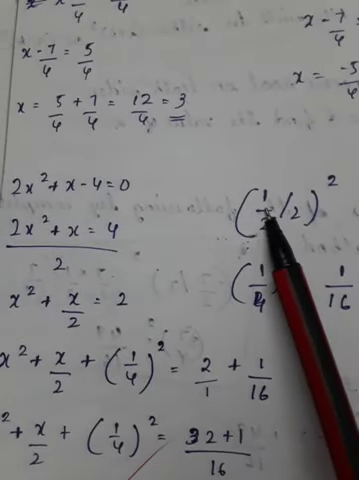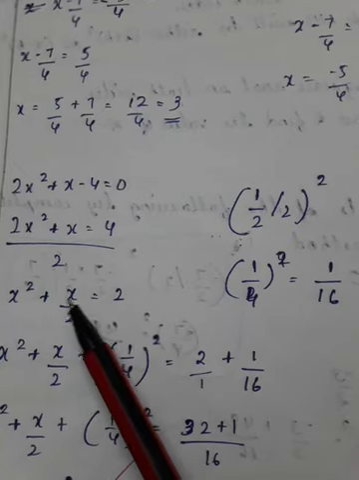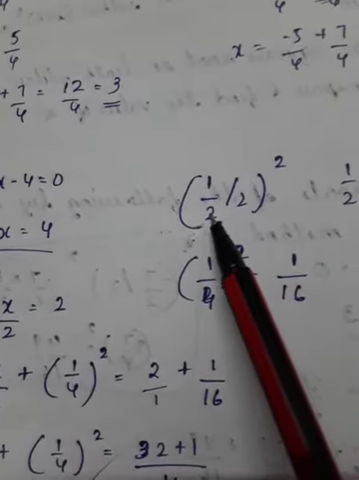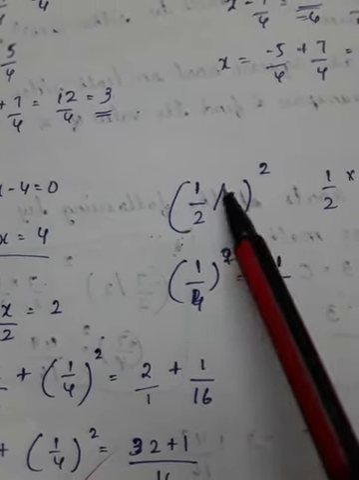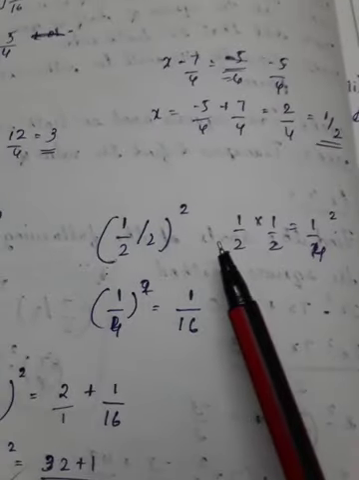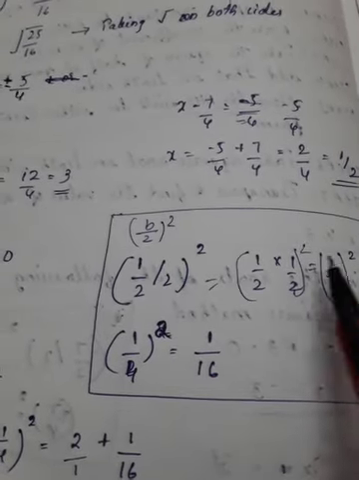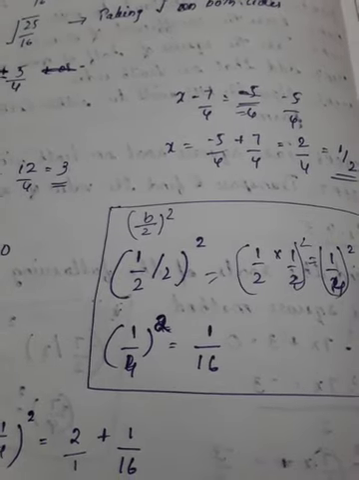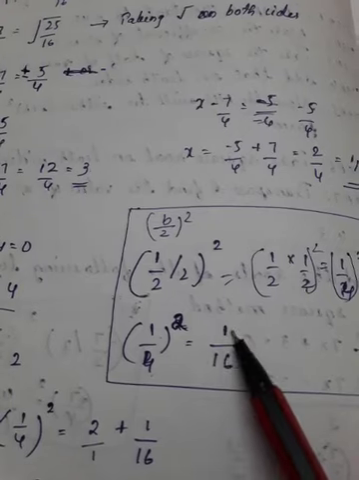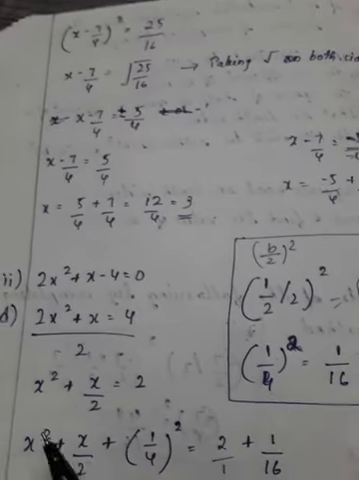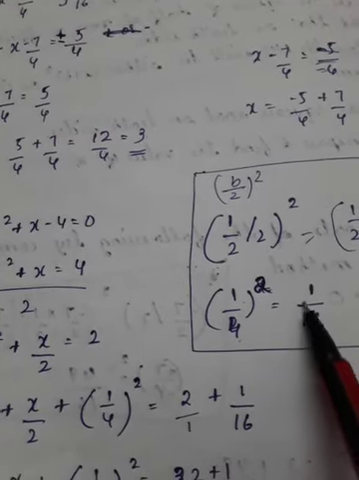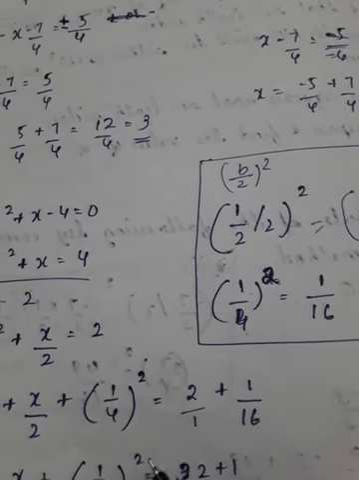Now we need to find b by 2 whole square. Here what is b? 1 by 2. So coefficient of x is 1 by 2. So 1 by 2, then its half square. So what it will be? 1 by 2 into 1 by 2, into reciprocal of this 2, 1 by 2. Multiply them, whole square, then 1 by 4 whole square. So 1 by 4 whole square equal what? 1 by 16. So on LHS we should add this 1 by 4 whole square. RHS we should add this answer, 1 by 16.